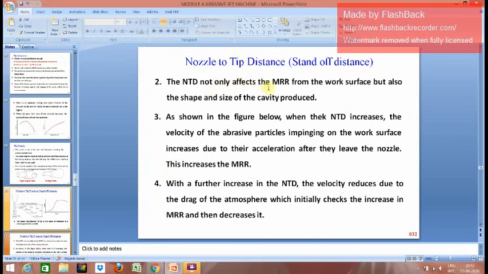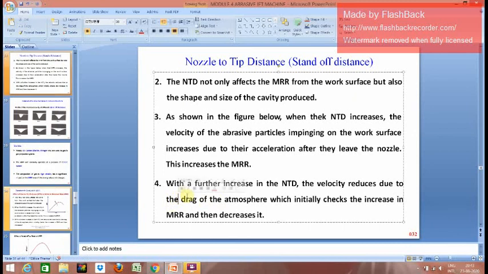So the NTD not only affects the MRR from the work surface, but also the shape and size of the cavity produced. As shown in the figure, when the NTD increases, the velocity of the particle impinging on the work surface also increases due to the acceleration after they leave the nozzle. This increases the MRR. With a further increase in NTD, the velocity reduces due to the drag of the atmosphere. Very important point: the drag of the atmosphere initially checks the increase in the MRR, then decreases the MRR.